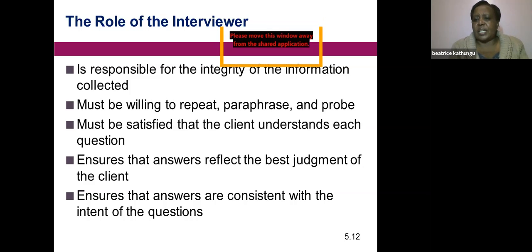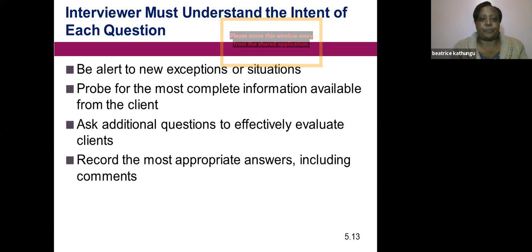The client may not understand what controlled environment is. You can actually give examples. For example, ask them, might you have been admitted in a hospital? Might you have been in jail? Might you have been in a treatment setting? So you give examples to prompt them to understand what you are actually asking.